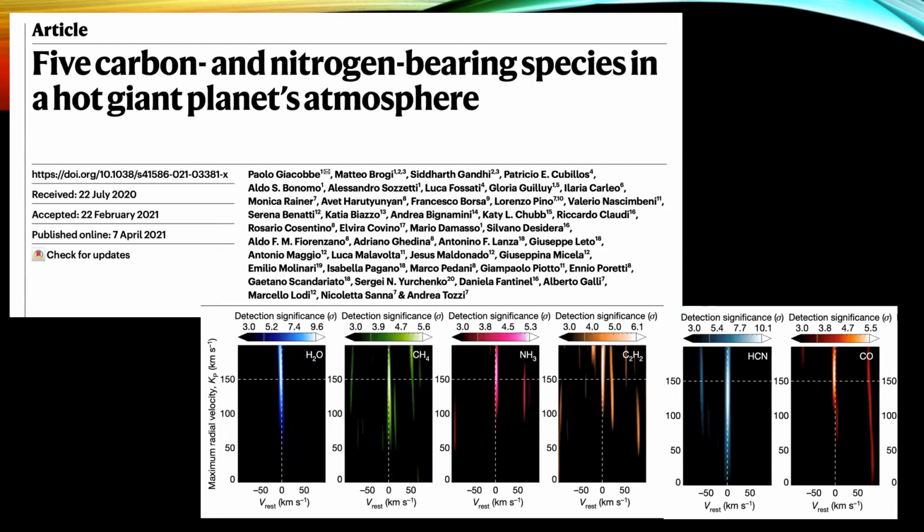Very excitingly, last year, this data was used in a high resolution cross-correlation study where 6 molecules were detected simultaneously in a hot Jupiter type exoplanet, HD 209458b. This included the first detection of acetylene in an exoplanet atmosphere. The other species detected were H2O, methane, ammonia, acetylene, hydrogen cyanide, and carbon monoxide. As a result of these detections, the planet is now thought to be carbon rich, and this has some connections and implications for things such as planetary formation history.